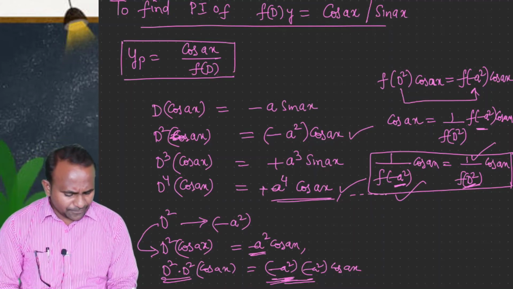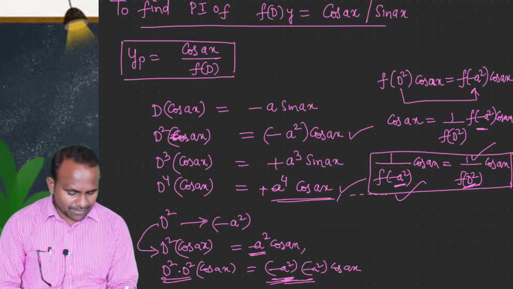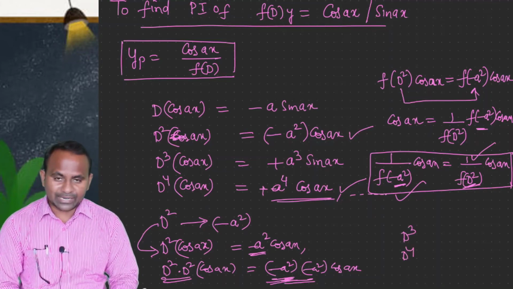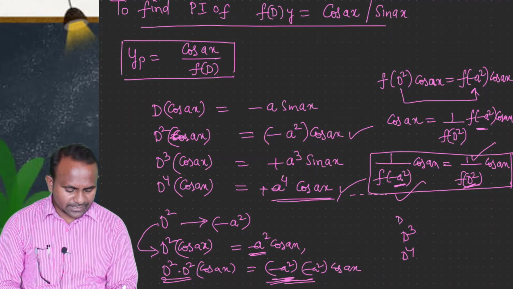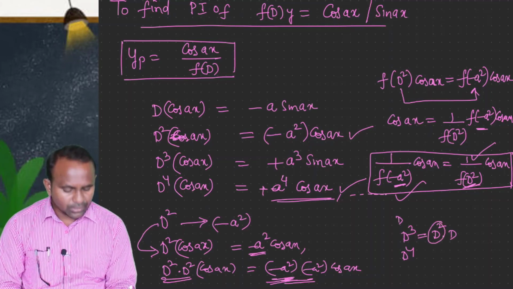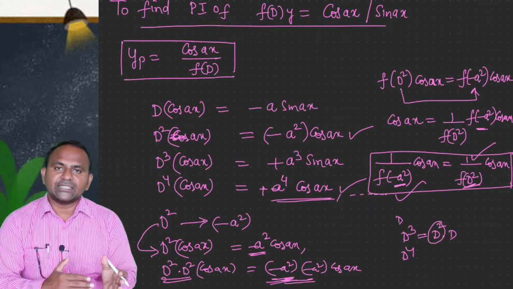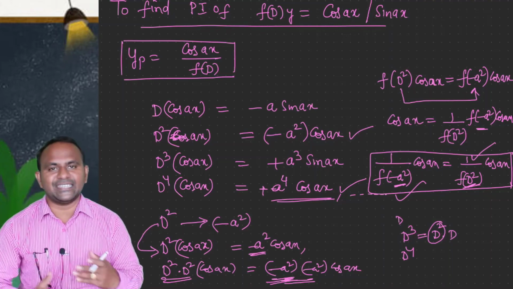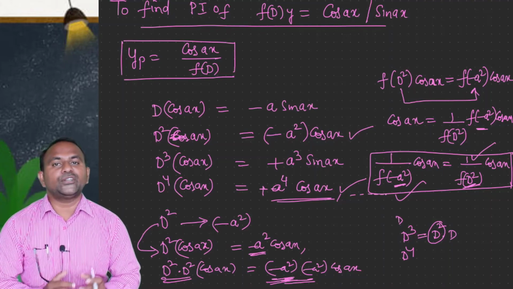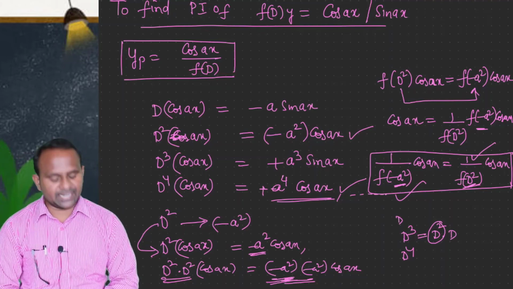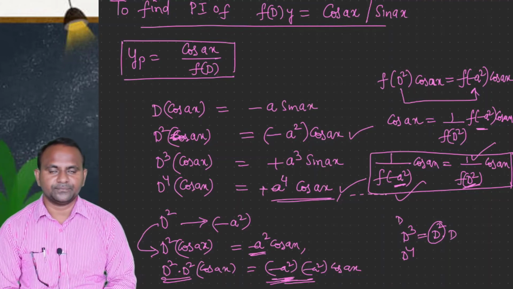But what happens if the denominator has D cube or D power 4 or D power 5, something else, or D? Suppose it is D cube, you simply write it in the format D square into D, and your substitution is D square equals minus a square, and you will still have terms in D in the denominator, and that should be rationalized in order to get the D square term in the denominator, so that once D square has been obtained, it will be substituted with minus a square. That is how we proceed.